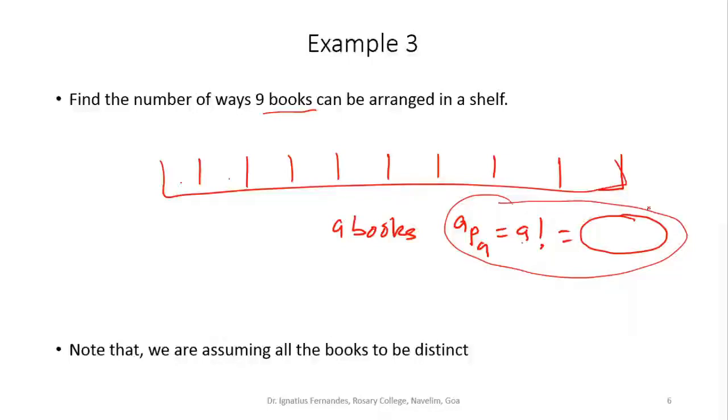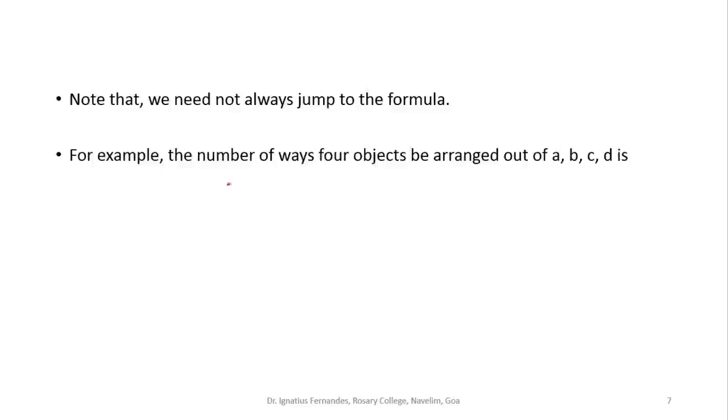And we stress that permutation talks about arranging the objects, or the order is important to us. Note that we did not always jump to the formula. Like how every time we had an example, we directly jumped to the formula of nPr, the permutation formula, and we found out the number of ways. Like if I go back to the number of ways 4 objects can be arranged out of A, B, C, D.